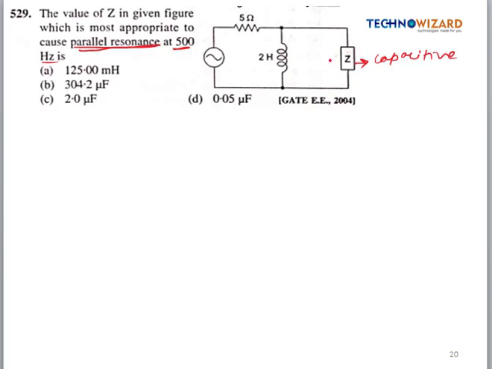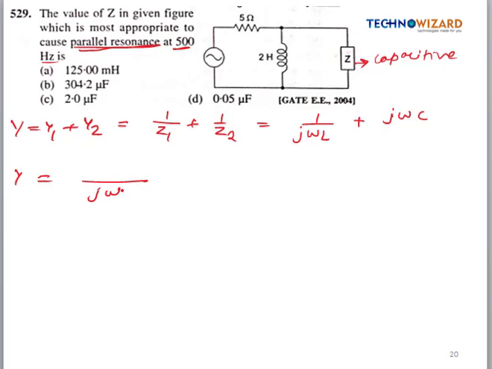So let's first calculate the admittance of these two parallel branches. Suppose the admittance is given by y1 plus y2, which is equal to 1 by z1 plus 1 by z2. This z1 can be written as j omega L, and this is a capacitor, so this is 1 by j omega C, this will go in the numerator. Now let's take the LCM as j omega L, so this will be 1 minus omega square L into C.